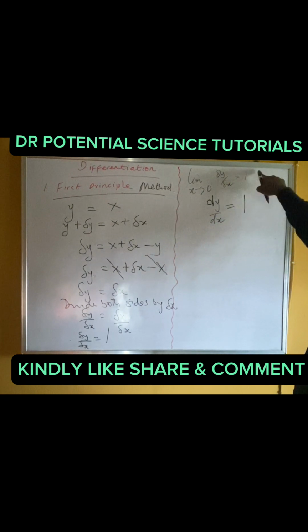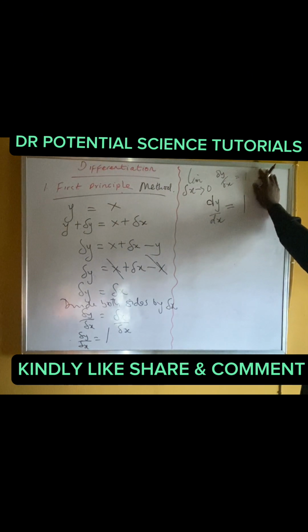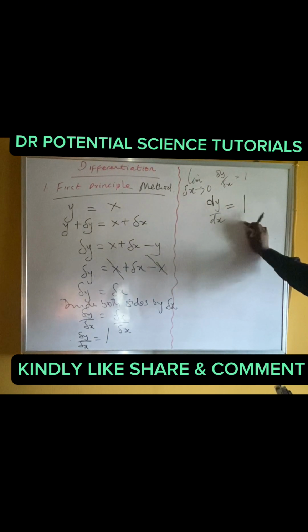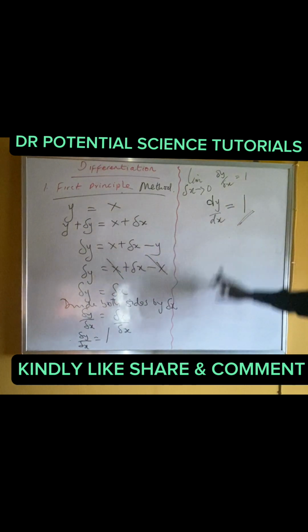This means that anywhere you see delta x on the right hand side, put 0. But fortunately for us in this question, we don't have a function of delta x, so that still remains 1. So anytime we differentiate x, we will always have 1.